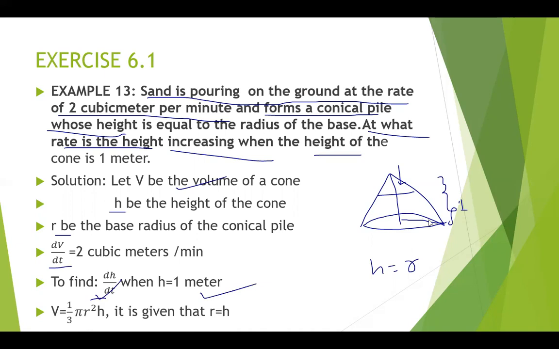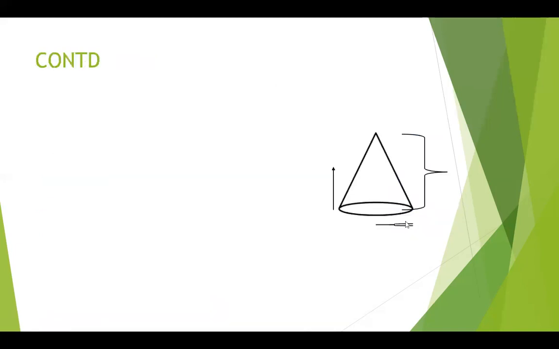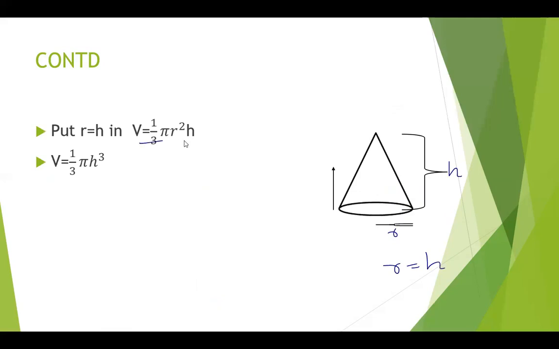Now, we have to consider the formula for the volume of a cone. What is the volume of a cone? The volume of a cone is given by 1 by 3 pi r square h. Here you can notice, this is the height of the cone, and the base radius r is equal to h. The volume is given by this formula, which means V depends upon two variables, r and h, but they have given r is equal to h. So I substitute r as h. Now our V is a function of h only.